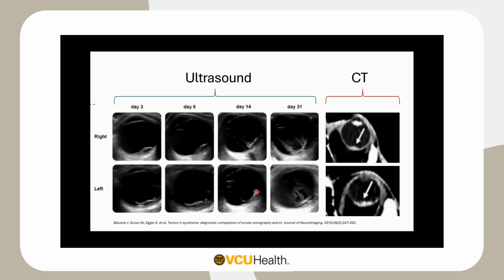And this is what it looks like. So you see a vitreous hemorrhage here, pre-retinal hemorrhage here. And this is what it looks like on CT. Obviously, much higher resolution, higher image quality with ultrasound.